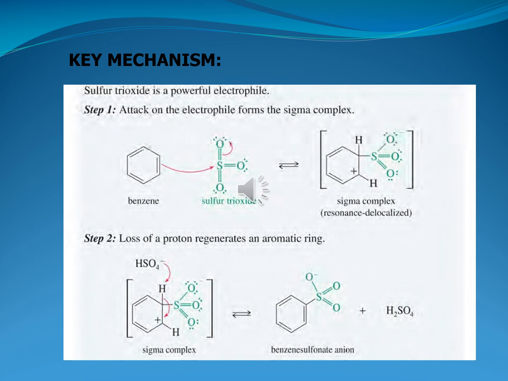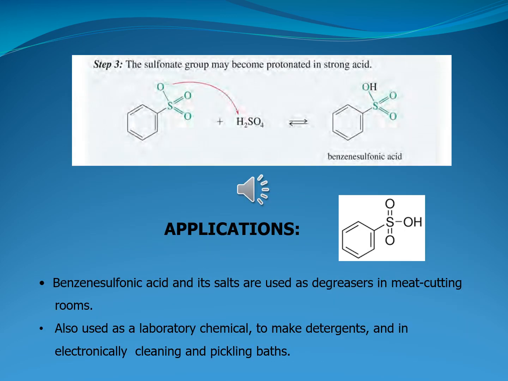In the second step, the bisulfate, which behaves as a base, removes the proton from the electron deficient carbon atom of the benzene molecule, that is called the sigma complex. In this way, the sulfuric acid is regenerated here, which works as a catalyst, and we can obtain a benzene sulfonate anion. In the third step, the sulfonate group of the benzene molecule becomes protonated by a strong acid. In this way, we obtain the target compound, that is benzene sulfonic acid.